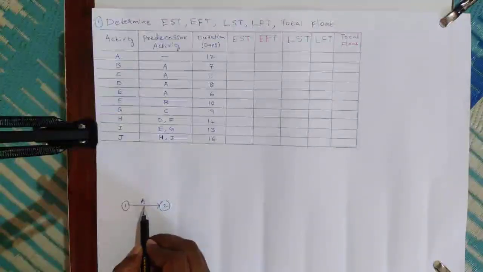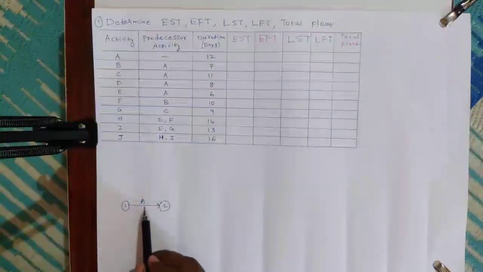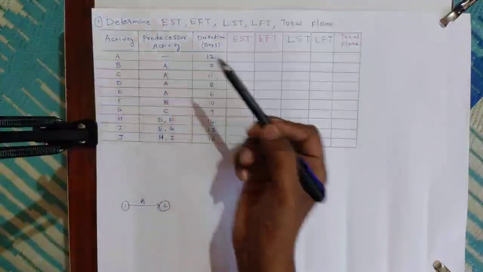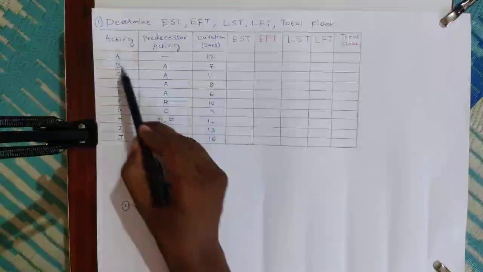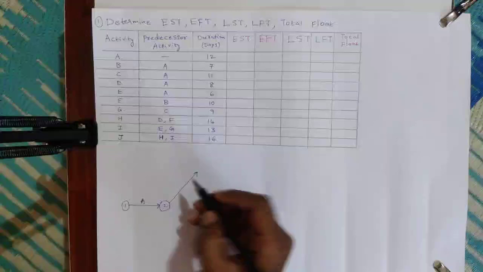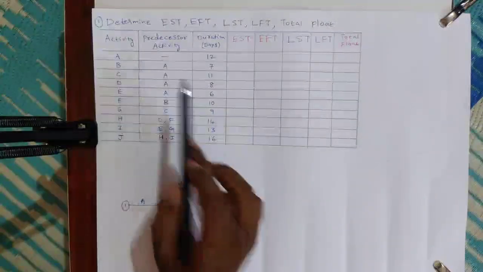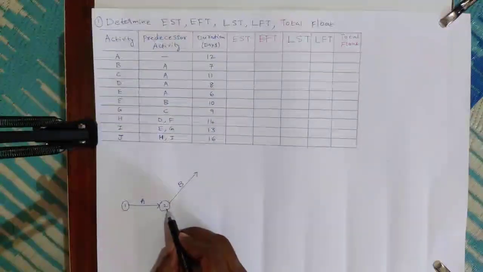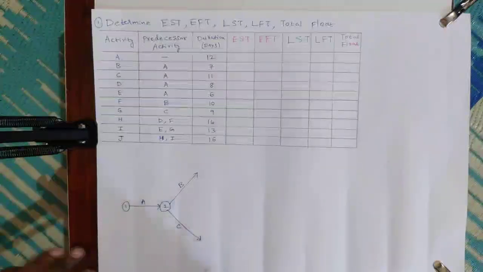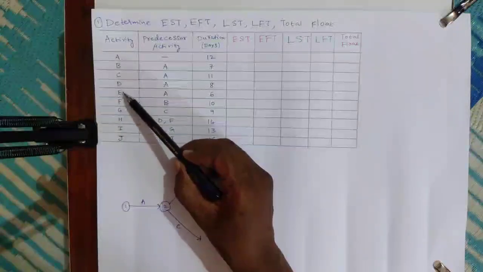It will require resources. Activity A does not have any predecessor, so activity A is the starting activity for this project. And activity B has activity A as a predecessor. It means after A we need to draw activity B. Here I am drawing activity B. And for activity C also, activity A is the predecessor, so I am drawing activity C.